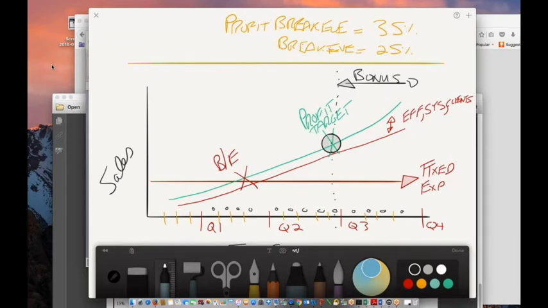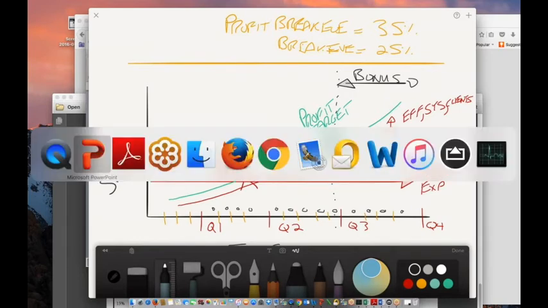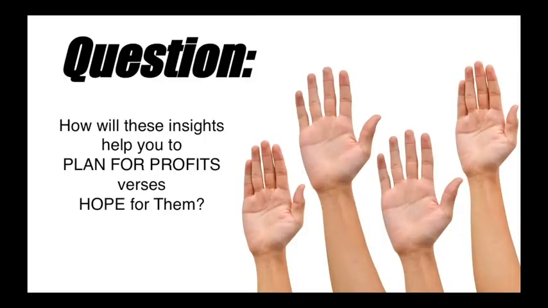Don't wait until the end of the year, because guess what? The game is over. So how will these insights, guys, help you to plan for profits versus just hoping for profits? Type in the chat box. Yeah, Mike says tracking the profit over quarters or monthly is a good idea.